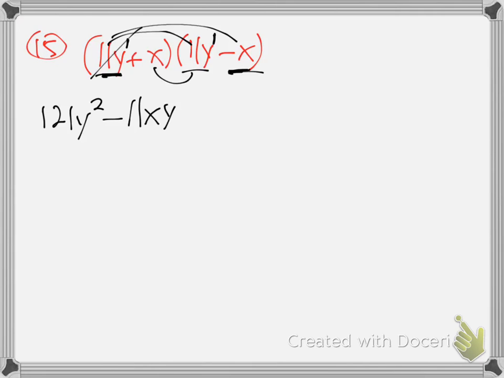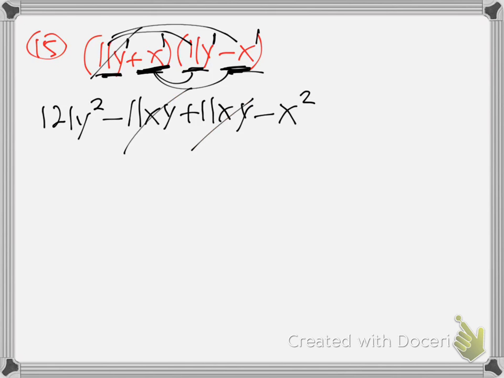Now, it's the x's turn. He's going to go to both the other two. So here we go. x times 11y, well, that's plus 11xy. It's plus because it's a positive x. And then plus x times minus x, that's minus x squared. The invisible 1, powers add. Good, good, good. Bye-bye in the middle, right? So 121y squared minus x squared. Done.